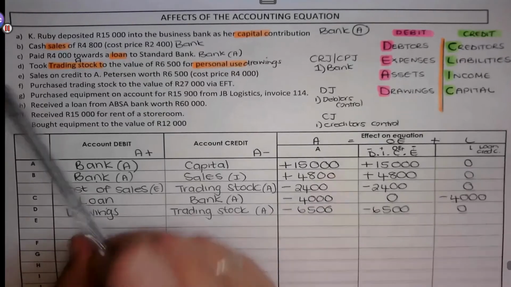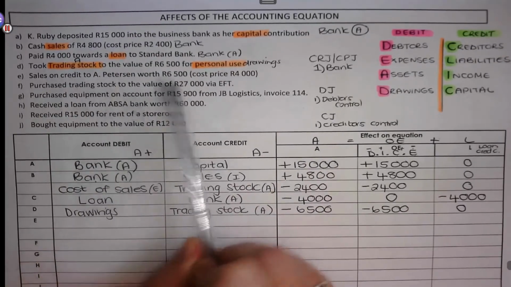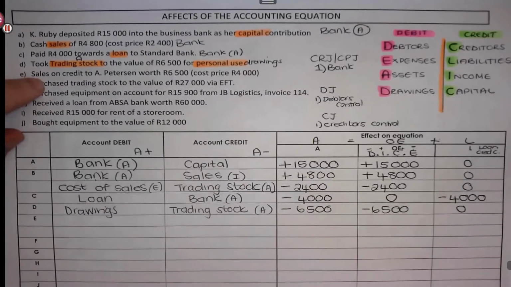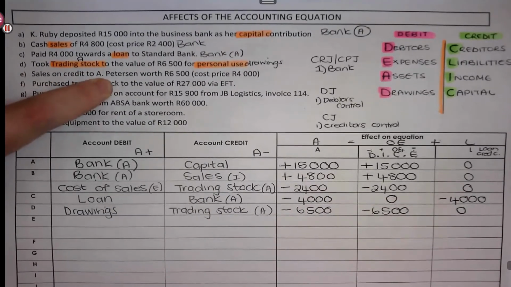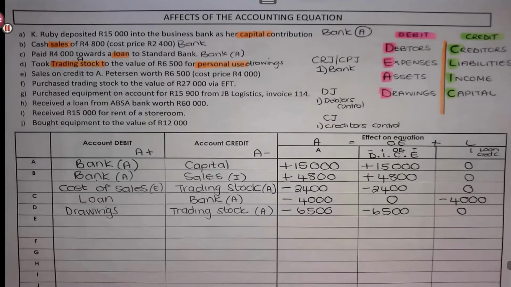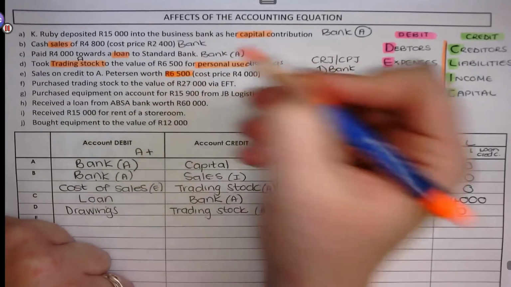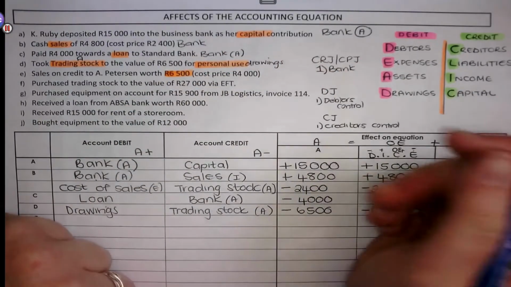Next one you do is sales on credit to A. Peterson worth 6,500, cost price 4,000. So now you sold something on credit to A. Peterson. A. Peterson in this situation would therefore be a debtor. Okay, so this would be something that you'd find in the debtors ledger, debtors journal.